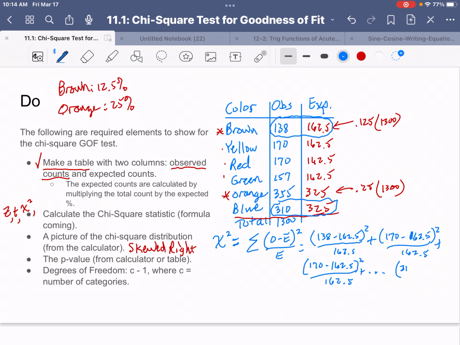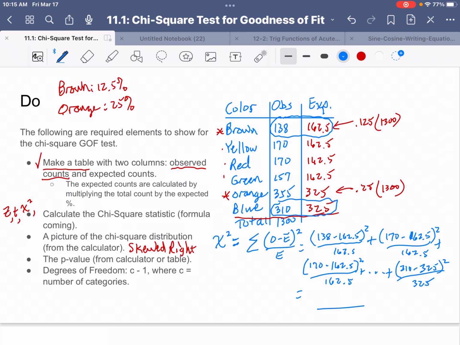So 310 minus 325 squared divided by 325. You can even use this dot, dot, dot tactic. Show them the first one or two, and then do plus dot, dot, dot, the last one. And they go, oh, she knows her formula. Now we're going to let the calculator tell us what that is, because I don't feel like doing that by hand.